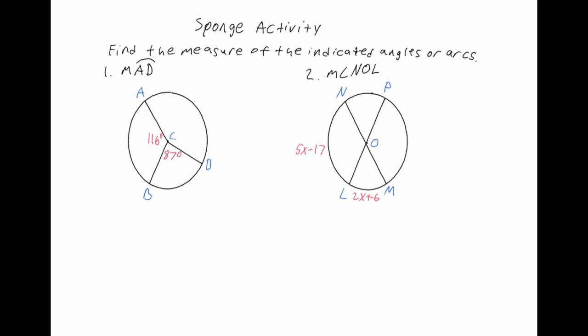Alright, now time for the sponge. Find the measure of the indicated angles or arcs. Number 1, find the measure of arc AD. And number 2, find the measure of angle NOL. So number 1, this angle is 116 degrees, 87 degrees. This arc is 5x minus 17, this arc here, and this arc is 2x plus 6.